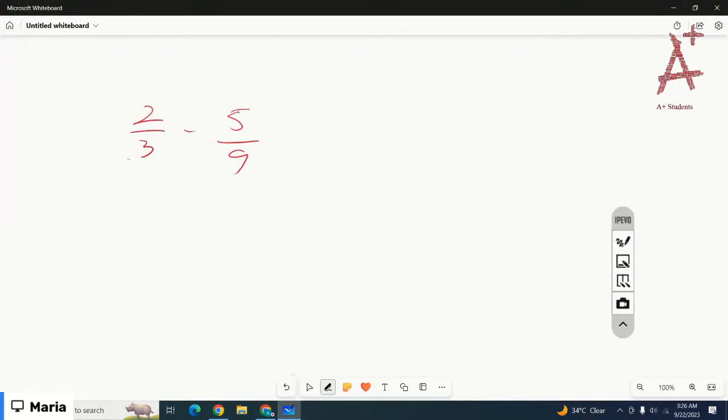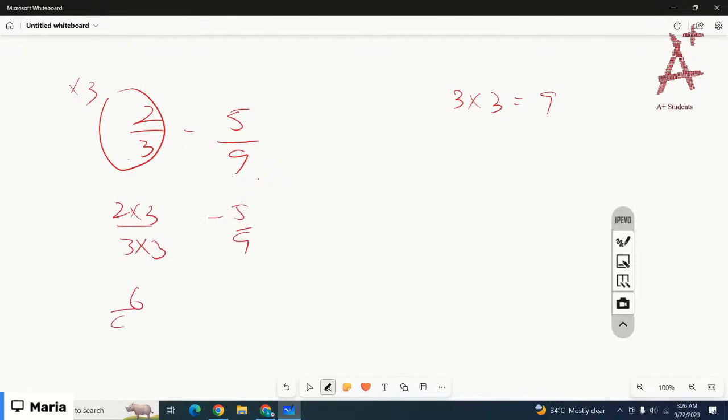Okay, here you have 3, here you have 9, right? 3 times 3 makes 9. So you have to multiply this fraction by 3. So that would be 2 times 3 divided by 3 times 3. 2 times 3 is 6 over 9 minus 5 over 9. They now have like denominators. You can simply subtract the numerators. So it would be 1 over 9. The correct option is 1 over 9, right?